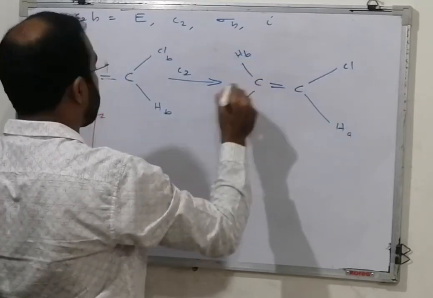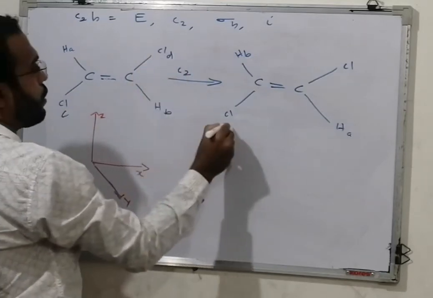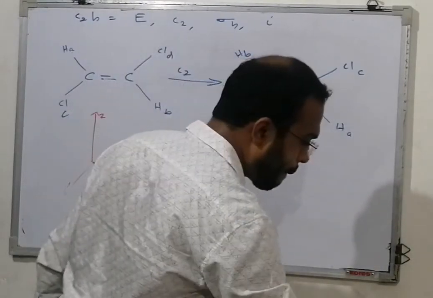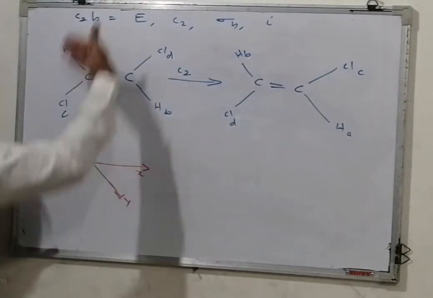C, C, H, H, A, B. Suppose this is Cl, Cl, D, D. Okay. Now you have a planar molecule. This is a planar molecule.